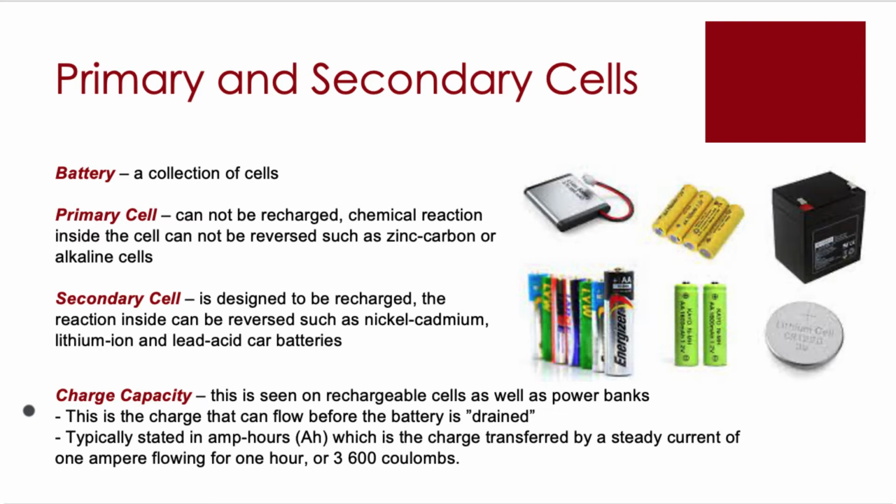Our charge capacity is the amount of charge that it actually has before it's drained and either has to be thrown out or recharged. We typically see them written as amp hours, which would be the total amount of charge. Here's our equation. Current times time, that's what those units are saying, amps times hours, which would give us charge. The only thing to remember about this is time really should be in seconds, and so 1 hour is 3,600 seconds. That's why 1 amp hour would be 3,600 coulombs.